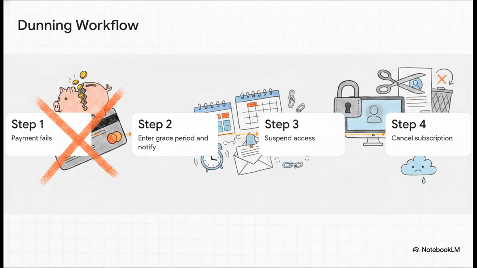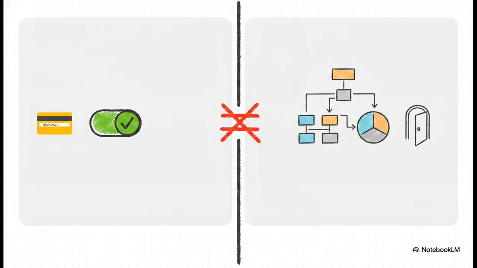You never ever want to immediately and aggressively suspend a valuable corporate client just because their bank flagged a routine charge. Which brings us to a massive, common mistake in SaaS architecture, confusing payment status with subscription status.